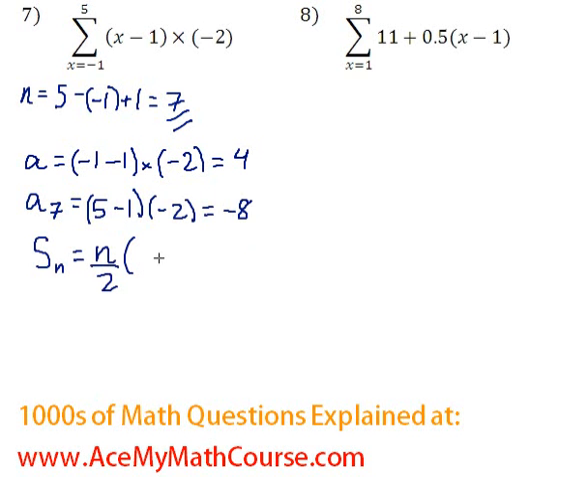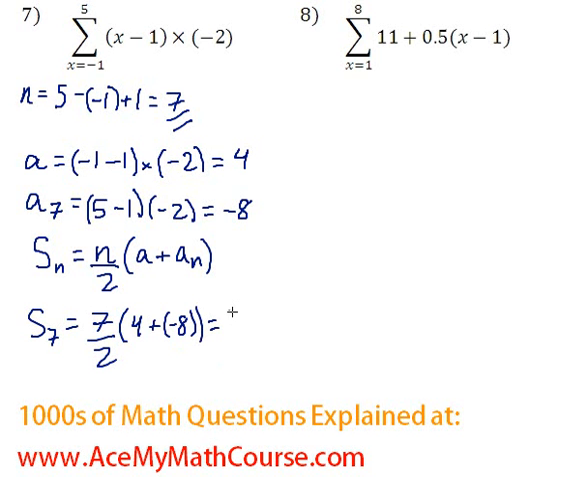N over 2 times a plus an. So S7 will be 7 over 2 times a plus an, -8. So 7 over 2 times 4 plus -8, which is 4 minus 8, is -4. And 7 times -4, -28, divided by 2, -14. So that is our sum, -14.